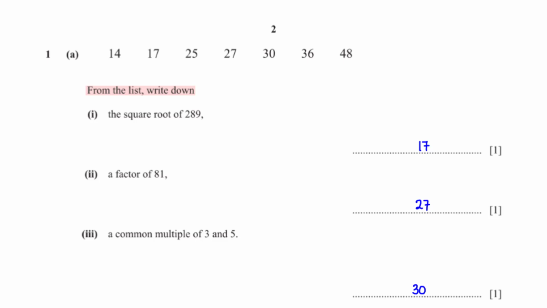From the list, write down the square root of 289. The square root of 289 is 17. Write down a factor of 81. 27 is a factor of 81. Write down a common multiple of 3 and 5. 30 is a common multiple of 3 and 5.